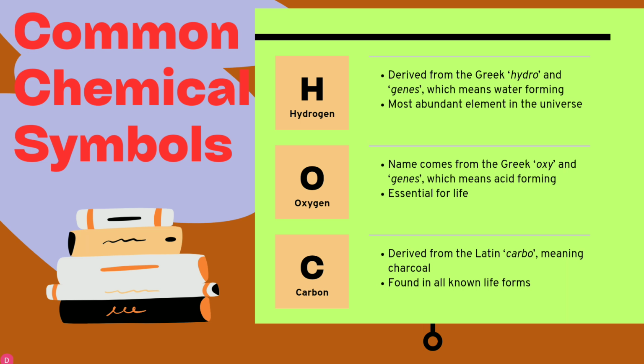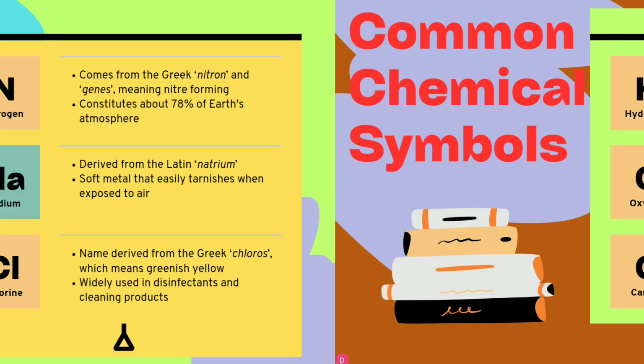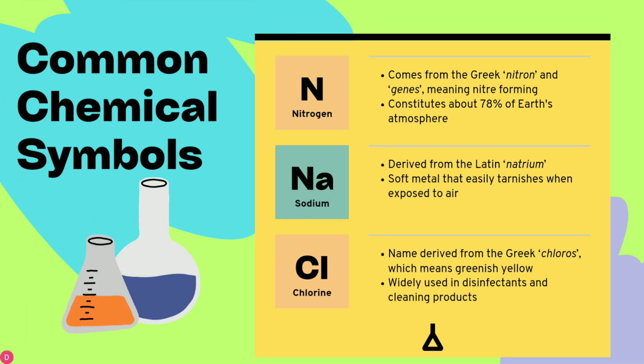C, carbon, derived from the Latin carbo, meaning charcoal, found in all known life forms. N, nitrogen, comes from the Greek nitron and genes, meaning nitrate forming, constitutes about 78% of Earth's atmosphere.